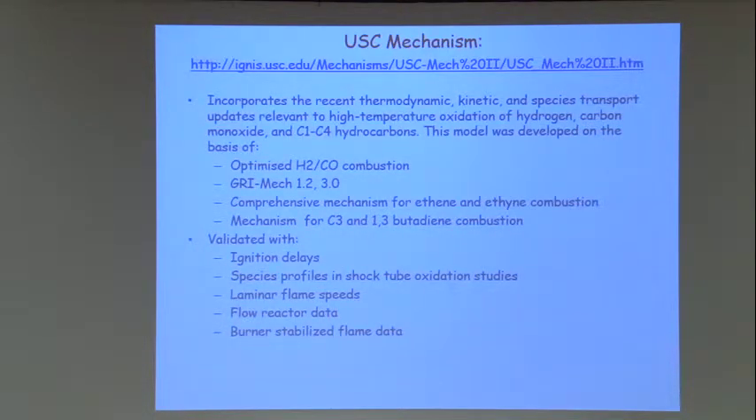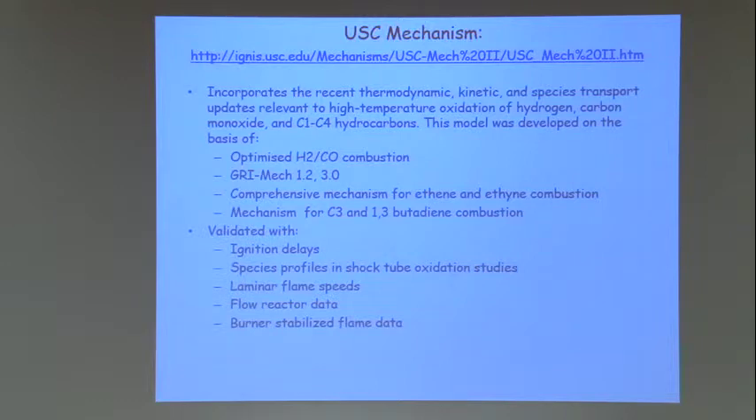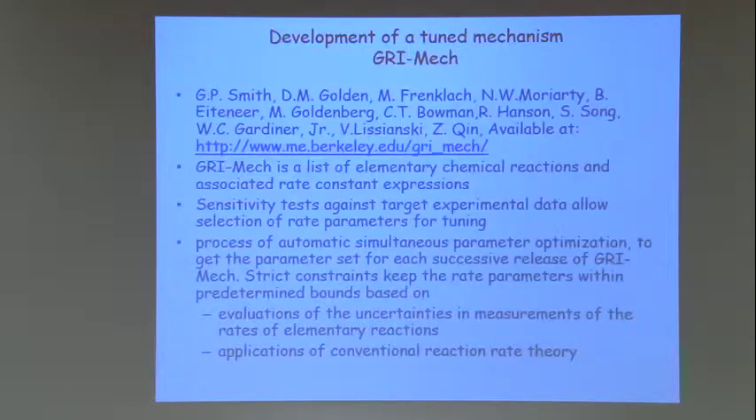Another one is the USC mechanism. This was developed in Hai Wang's group before he moved to Stanford. It incorporates recent thermodynamic, kinetic, and species transport data, C1 to C4 hydrocarbons, developed based on optimized H2/CO combustion, the GRI-Mech, which we'll talk about later, and then comprehensive mechanisms for ethene and ethyne, and then for C3 and 1,3-butadiene combustion. And then validated again against ignition delays, species profiles, etc. So those are two big mechanisms that you can go and check.